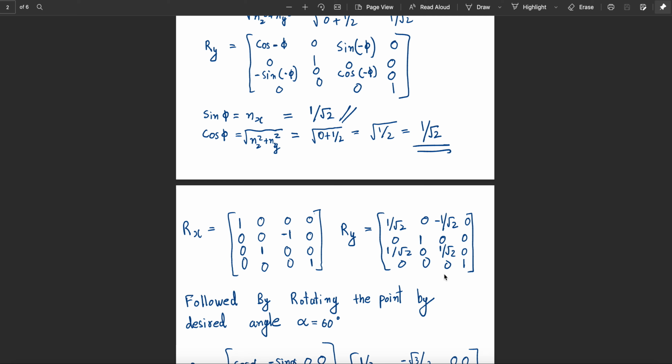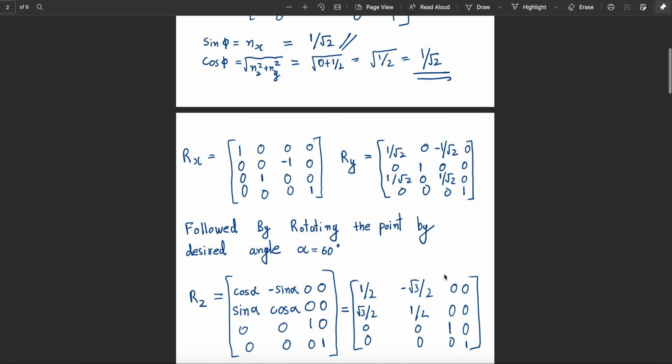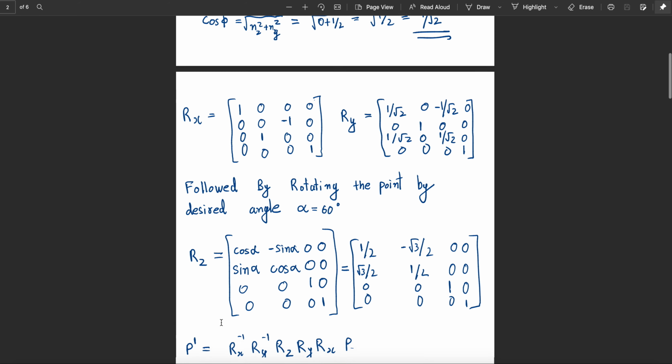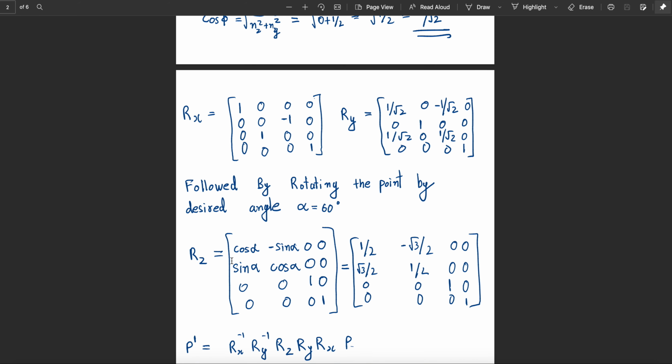Applying these two rotation matrices puts the line to coincide with the z-axis, and then we rotate the point by the desired angle, which is 60 degrees. So the rotation matrix follows as follows. Rz is equal to cos alpha, minus sin alpha, 0, 0, sin alpha, cos alpha, 0, 0, 0, 0, 1, 0, 0, 0, 0, 1. And since alpha is 60 degrees, the numbers come out to be 1 by 2, minus root 3 by 2, 0, 0, root 3 by 2, 1 by 2, 0, 0, 0, 0, 1, 0, 0, 0, 0, 1.